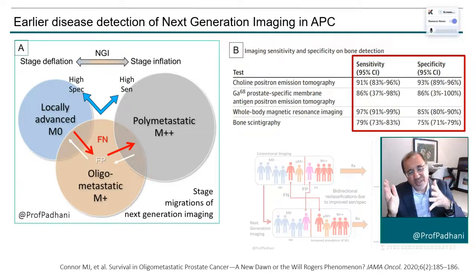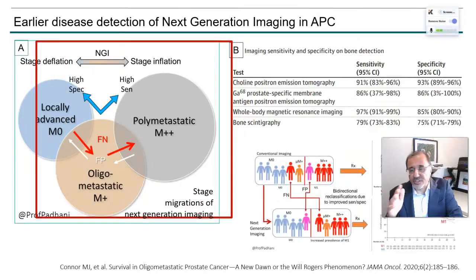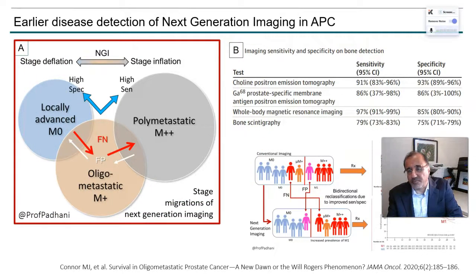Now, on the top right, you can see the literature sensitivities of choline PET, PSMA PET, and whole body MRI against bone scans and CT scans. And you can see clearly that these techniques are more sensitive and more specific than bone scans. So what that means in practice is that the improved sensitivity results in a stage migration.